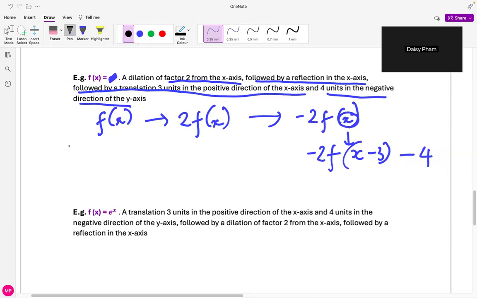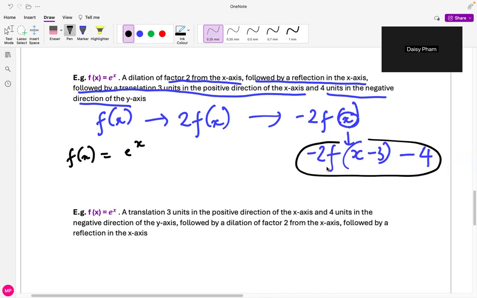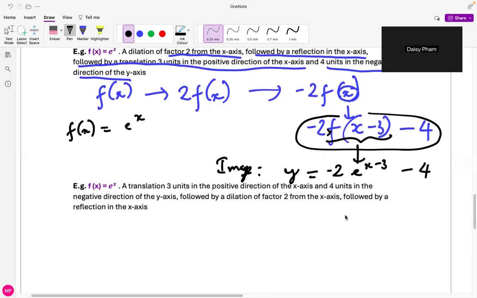So when you write it, now you put it back. The rule is y equals a to the x. Sorry, let's call that f of x. So f of x equals a to the x. So the image will be, so f of x minus 3, you're going to replace as a to the power of x minus 3. Okay, then you times by negative 2 outside, then you minus 4. So this will be the image equation. So the image is y equals the whole bunch of things there, right?